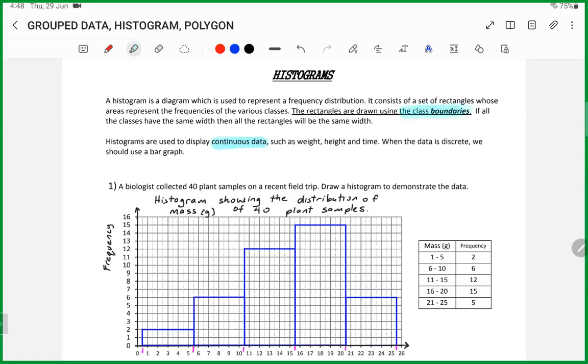So we watch out for that. Watch out for where you're drawing the boundaries. Be careful when you are drawing the boundaries. What you're drawing on the boundaries are going to be the vertical lines. Whenever you're drawing your rectangles, those vertical lines are going to be on the boundaries.